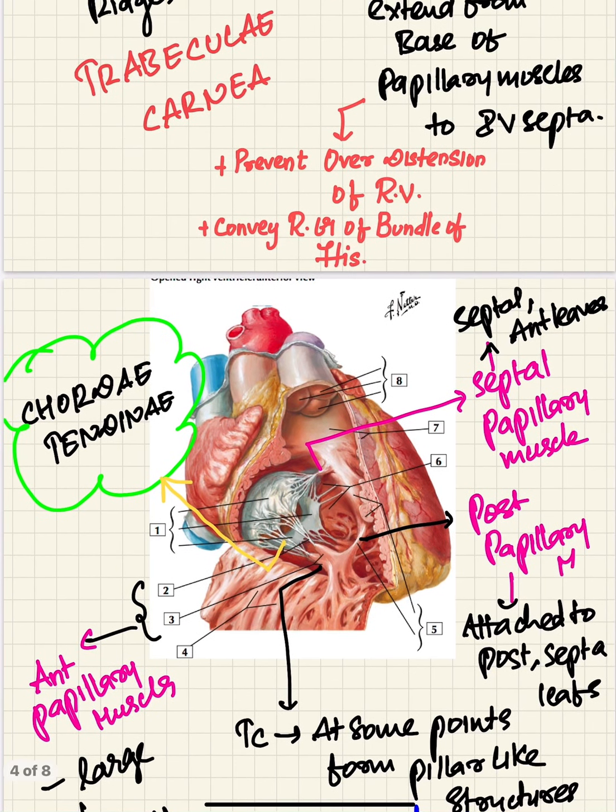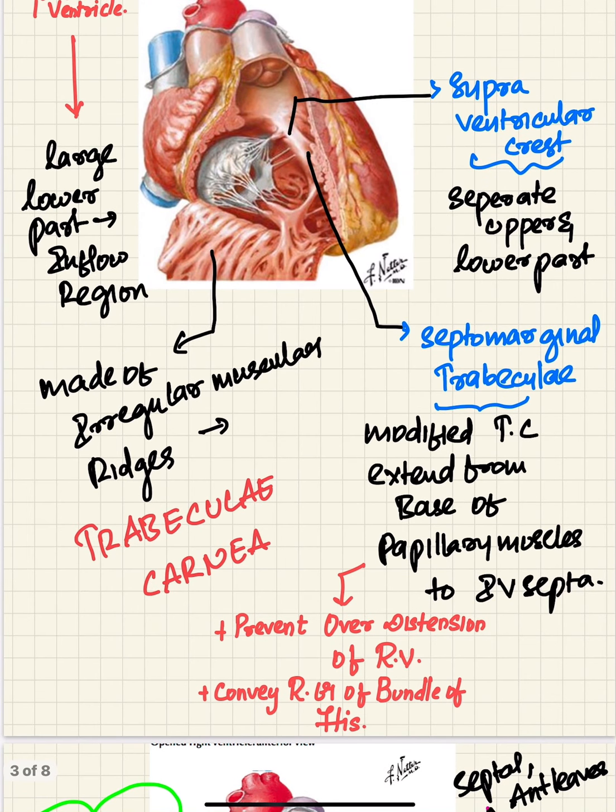Another modification of the trabeculae carneae is the septomarginal trabecula. The septomarginal trabecula is a modified trabecula carnea that extends from the base of the papillary muscle to the interventricular septum. So what is its importance? Why is it modified?